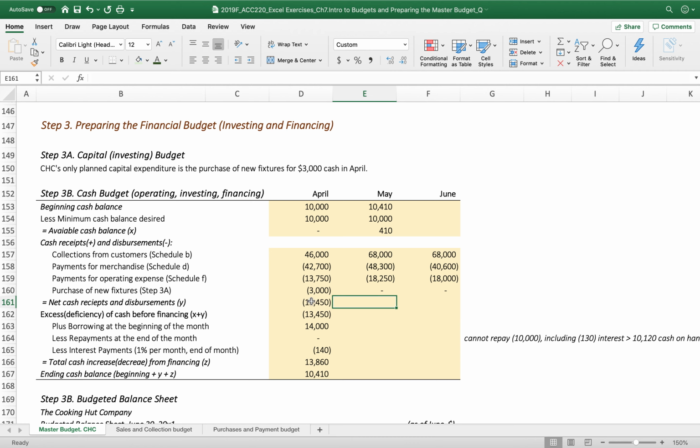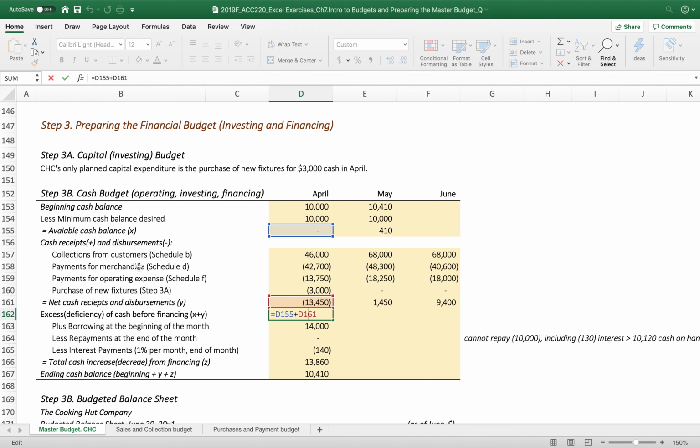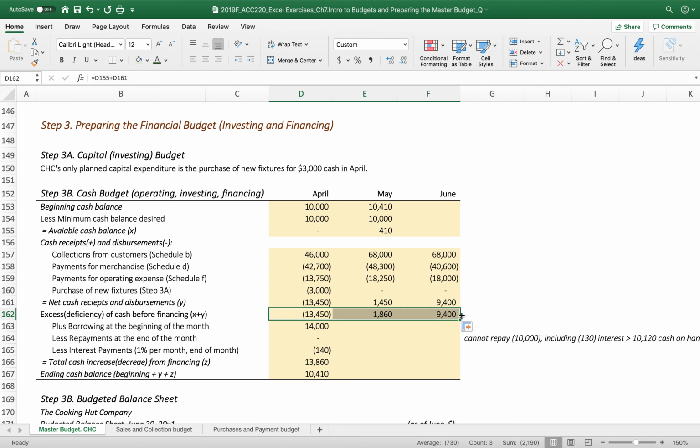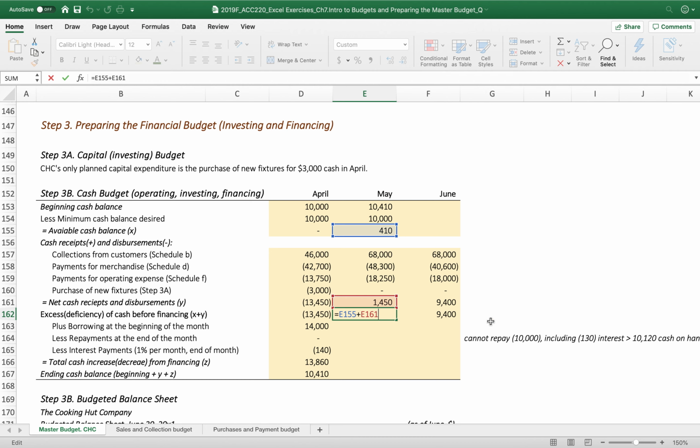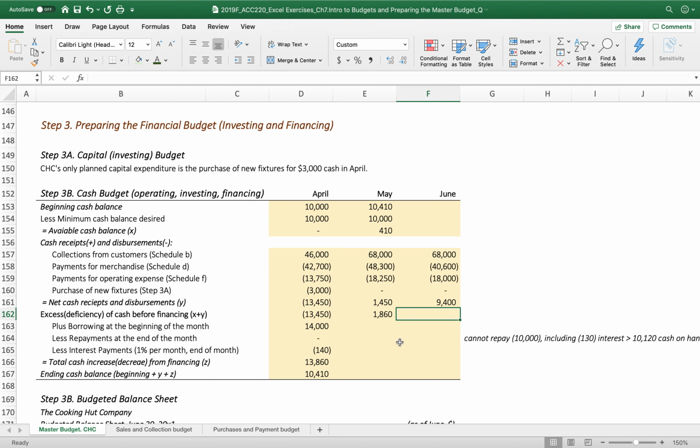And then net cash receipt, how did you calculate it? Okay, we just stretch like this. And then excess or deficiency is the available cash balance plus the net cash receipt or the disbursement, right? So we can just use it that way, until this, and then the plus borrowing at the beginning of the month. They don't have to borrow because they have the cash, the excess of cash before financing. So they don't have to borrow any money.